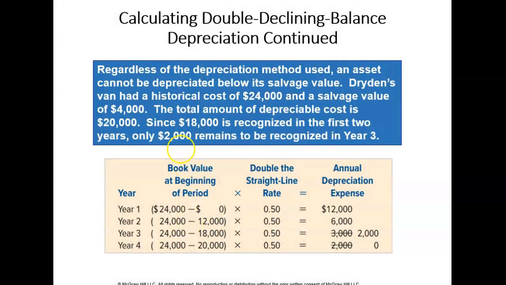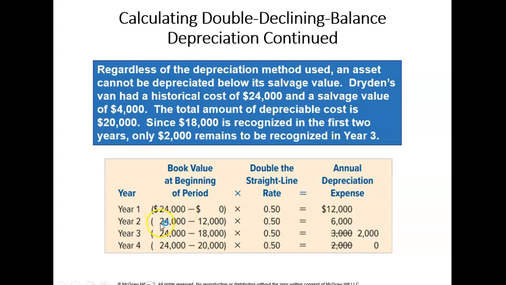So let's take our problem and get into the actual calculation. So remember, this van had a cost of $24,000. So that $24,000 represents book value at the beginning of year one. Our straight line rate depreciation was 25%. So we doubled that. Our rate would be 50%. So you multiply 24,000 times 50%. We're going to expense $12,000 in year one.